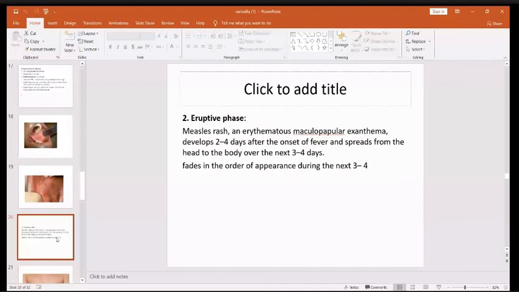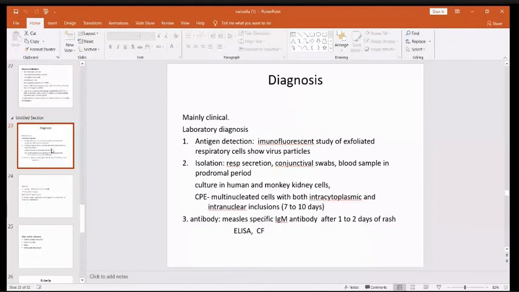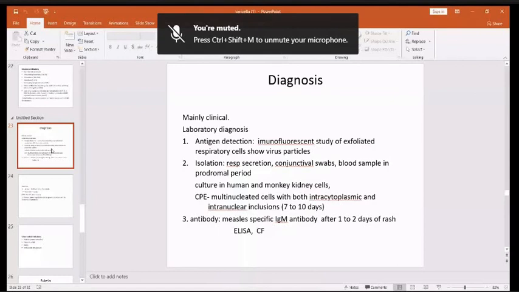Now for diagnosis, again similar. So antigen detection could be by PCR, or you can perform microscopy examination. So collect the exfoliated respiratory cells. In that we can detect the virus. We can use electron microscopy, or we can use the immunofluorescence method for detection of the virus. Isolation or culture: we can collect the respiratory secretion or conjunctival swab and culture in human and monkey kidney cells. This also shows multinucleated cells.